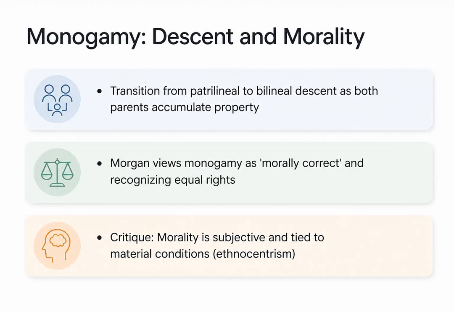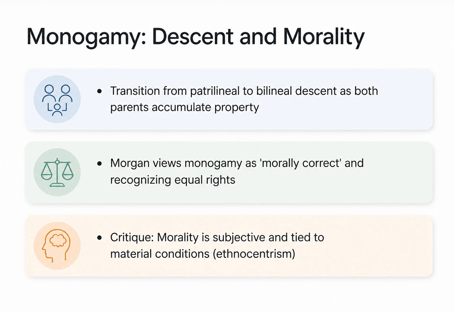Morgan connects monogamy explicitly to the question of descent. He predicted that as societies modernize and both men and women become equal economic contributors, descent will shift from patrilineal to bilineal, tracking ancestry from both parents equally. Morgan also attached a moral evaluation to monogamy, stating it is morally correct because it recognizes both man and woman as equal building blocks of the family, unlike previous stages that treated women merely as instruments of reproduction.